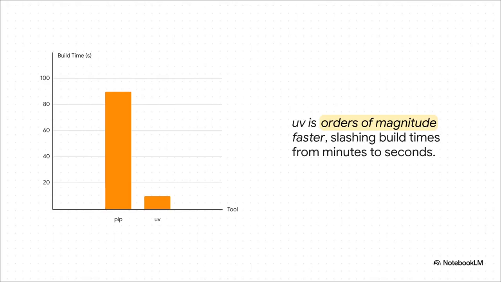And look, this isn't just a small improvement. Check out these numbers. We are talking about a massive, orders of magnitude leap in speed over something like pip. Those Docker builds or CI runs that used to take a minute and a half? Now they could be done in 10 seconds. When you're trying to iterate quickly, that is an absolute game changer.